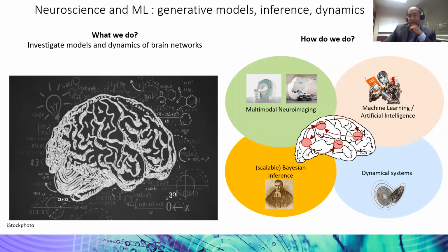Then we develop models which borrow frameworks from machine learning and artificial intelligence and probabilistic modeling. Then we also use what we call statistical tools from Bayesian inference. And we also use quite a bit of tools from physics, for example, dynamical systems. The brain itself, we model as a dynamical system which changes over time. And for this, lots of physics is useful. Okay, so this is the agenda for today.